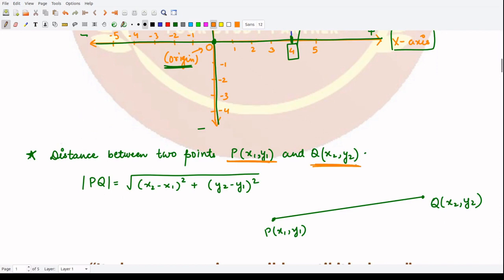Okay, so now if you have two points, one is P, another one is Q, right? The coordinates are given to be x1, y1 and x2, y2. Now if you want to determine the distance between these two points, we have a formula known as the distance formula. This formula is always positive, that is why we use this bar. Why? Because it tells you the distance, and distance is never negative. Hence, the distance formula is the square root of the x coordinate of the second minus the x coordinate of the first, whole square, plus the y coordinate of the second point minus the y coordinate of the first point, whole square, right?